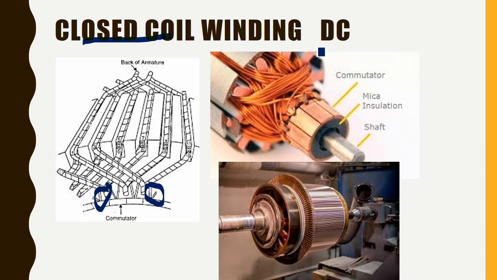So that is the reason DC winding is known as closed winding. You can see the winding is totally closed. Wherever you connect the multimeter on the commutator, you will get continuity. That is why it is known as closed winding.